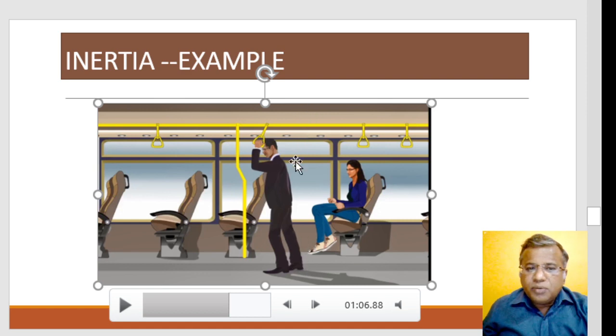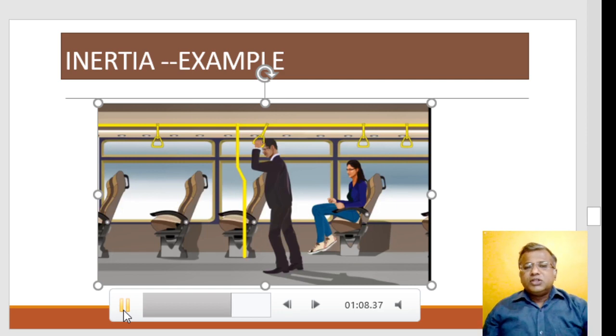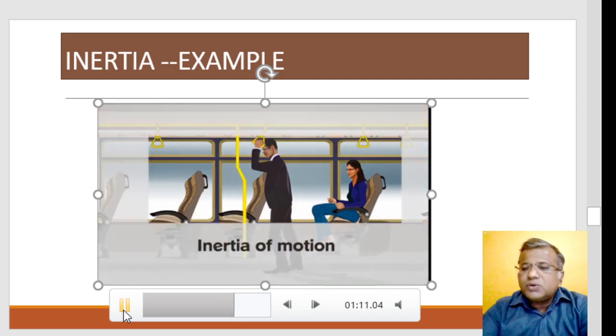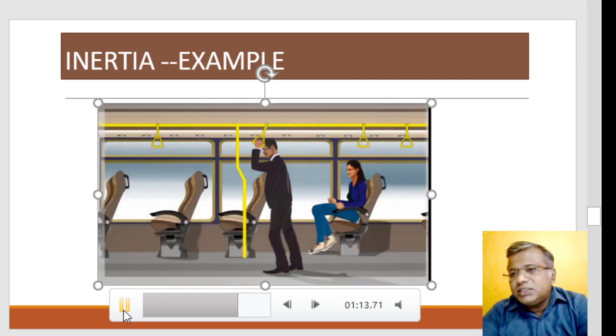Your complete body was earlier in motion. It had the same motion as the vehicle. But the moment the bus stopped, the lower part of the body, for example the feet which are attached to the bus, initially gets stopped. It has almost the same motion as the bus, but the upper part is still in motion, so it tries to maintain its motion and is trying to go in the forward direction. So here we have a simple example of inertia of motion.